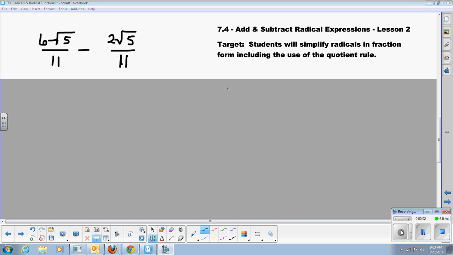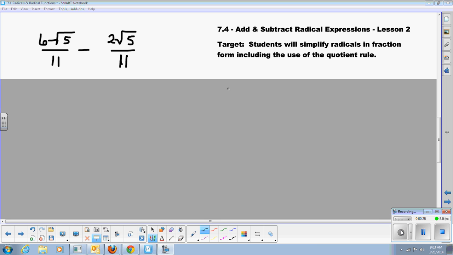Lesson 7.4, we're still going to be adding and subtracting radical expressions, but now the set that I'm going to give you today will be all in a fraction form. So that means you will be using the quotient rule with some of your work, and you'll be using some of your fraction skills of trying to find a common denominator, and then that will allow you to add or subtract in the numerators.